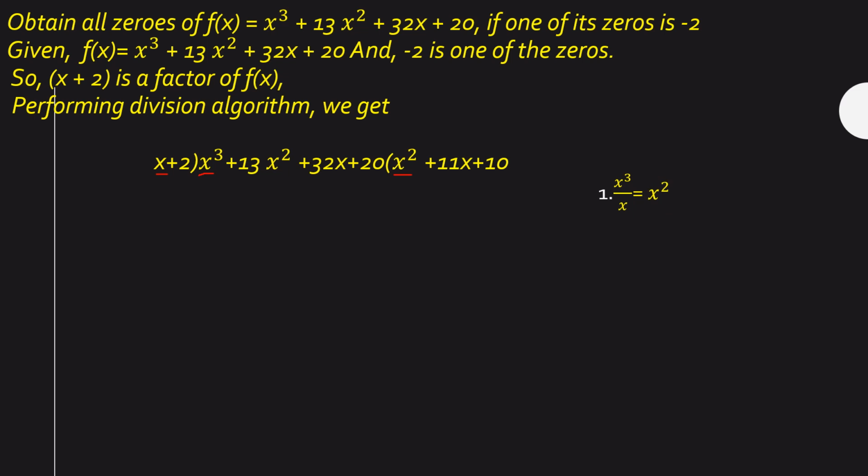So similarly, now first I will multiply that x square. I have written the x square in the quotient. So by multiplying that x square with x plus 2, what will I get? X into x square, x cube, plus 2 into x square, 2x square. Then I have to subtract these so that I will get x cube minus x cube and 13 minus 2x square. By simplifying that, 13 minus 2 gives us 11x square, and I can take down 32x.